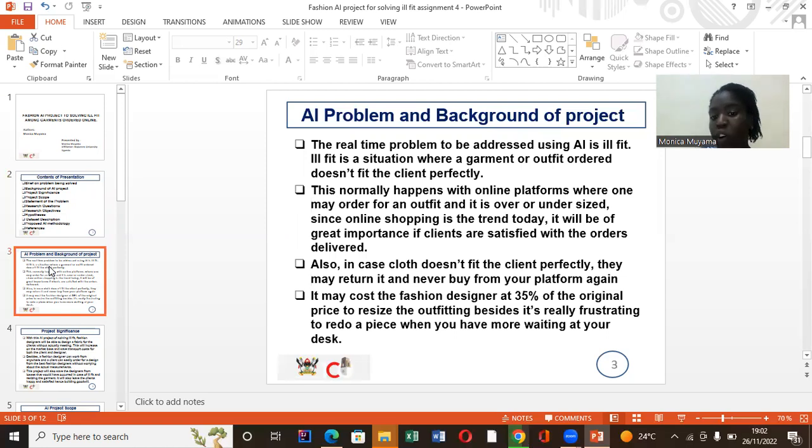Also, in case a cloth doesn't fit a client perfectly, they may return it and may never buy from your platform again because they will be totally disappointed by what they ordered at first. It will also cost a fashion designer around 35% in case they're willing to redesign the piece for the customer who has returned it. And it's really frustrating to do another piece when you have a lot waiting at your desk.